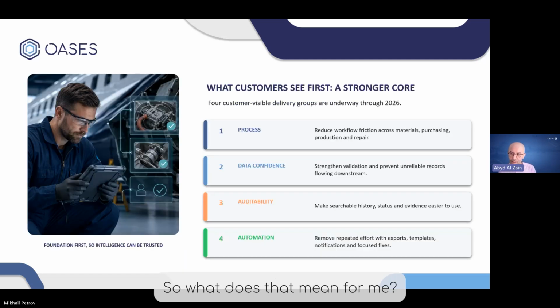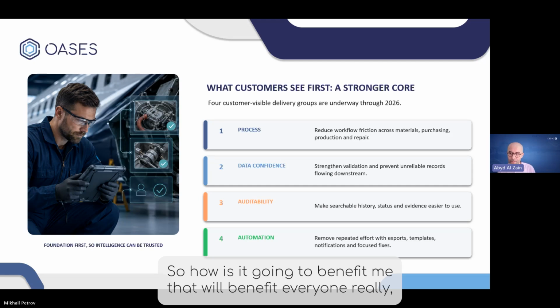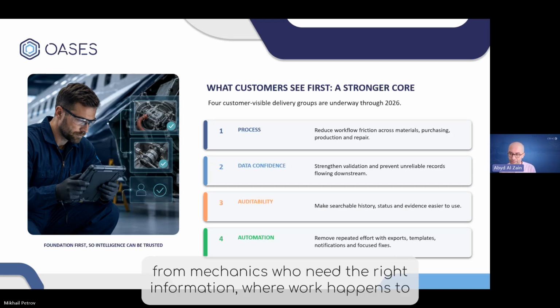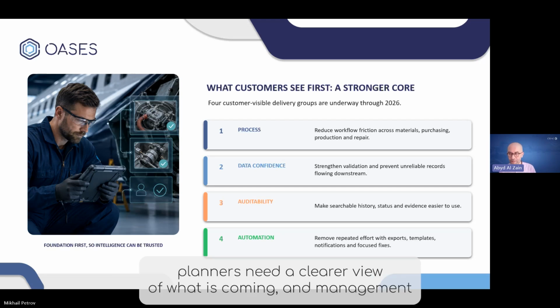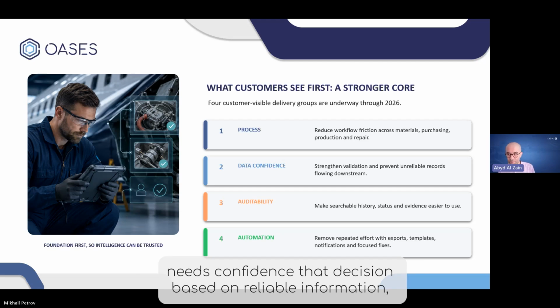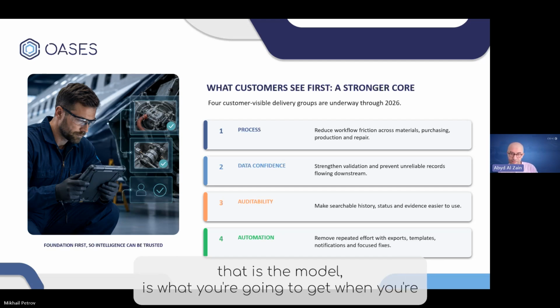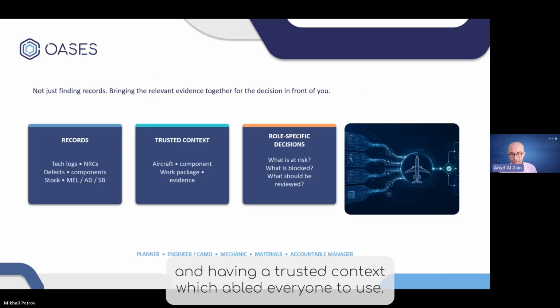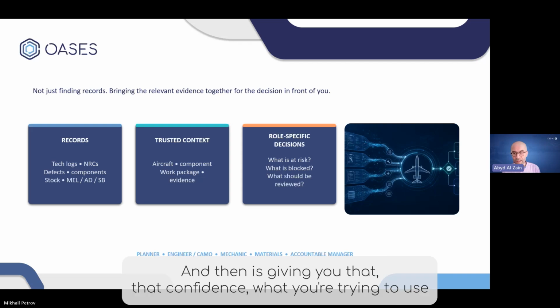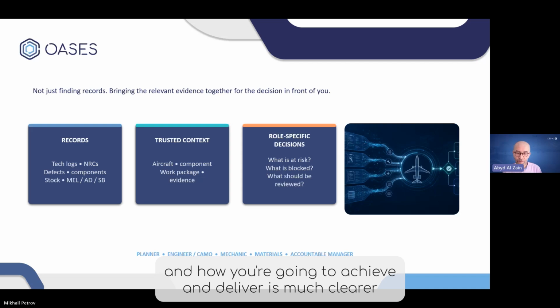So what does that mean for me? How is it going to benefit me? That will benefit everyone, really, from mechanics who need the right information where work happens, to engineers and CAMOs who need traceability and technical context. Planners need a clearer view of what is coming, and management needs confidence that decisions are based on reliable information. That is what you're going to get when you're using this system. That is where the system becomes more connected and has a trusted context, which enables everyone to use it, and gives you that confidence. What you're trying to use, and how you're going to achieve and deliver, is much clearer.